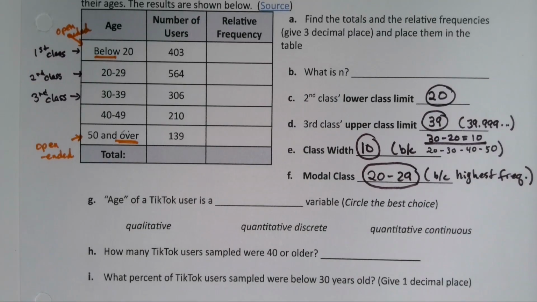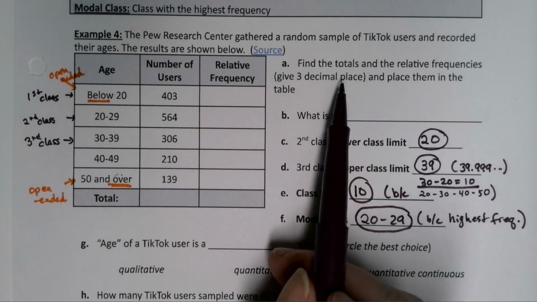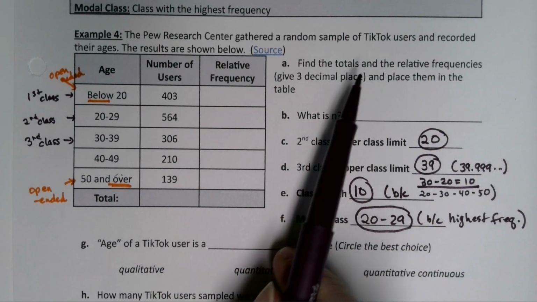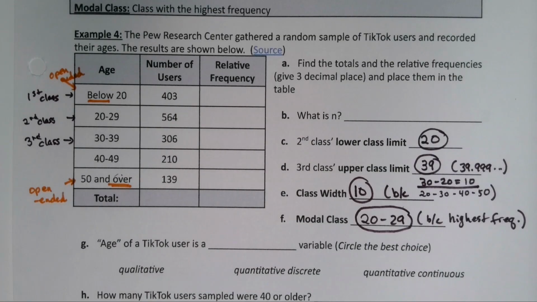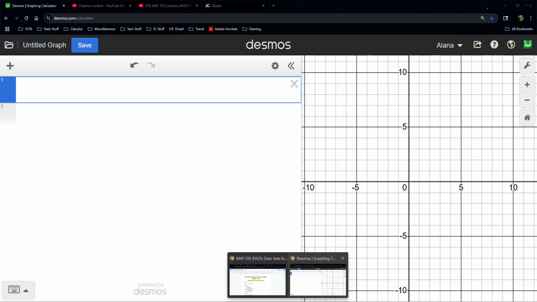All right, so we learned a bunch of new definitions, but we still have some old ones. I know I've skipped over A. A was saying, find the totals and the relative frequencies and place them in the table. We're going to learn a different way for doing this in the next section, but for right now, we're just going to use Desmos.